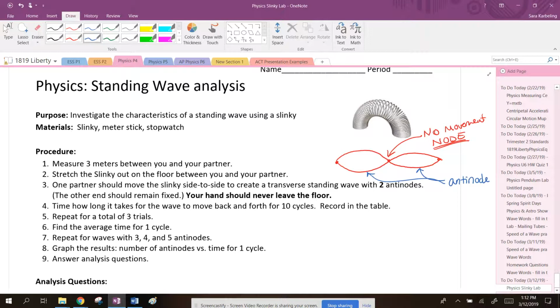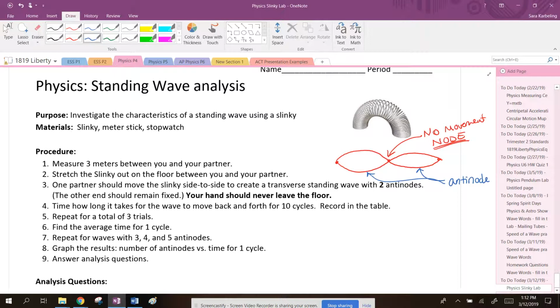Your hand should never leave the floor. The reason I say this is because sometimes people want to make transverse waves going this way. No, it doesn't work because there's a floor in the way. So you've got to do it this way so that you're able to make that full wave.